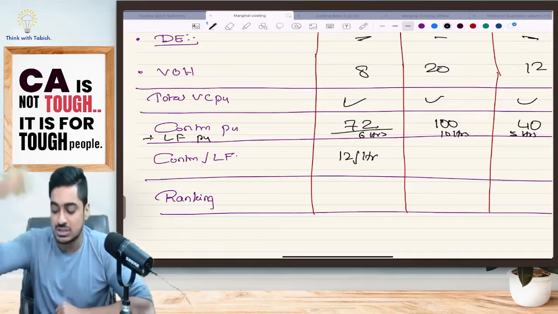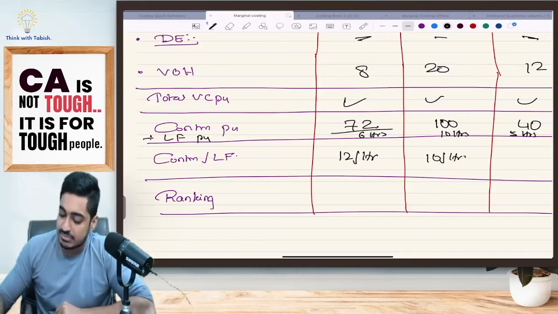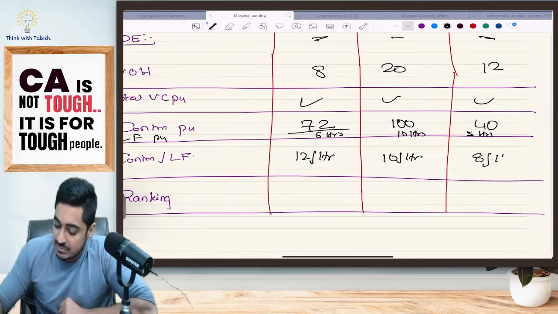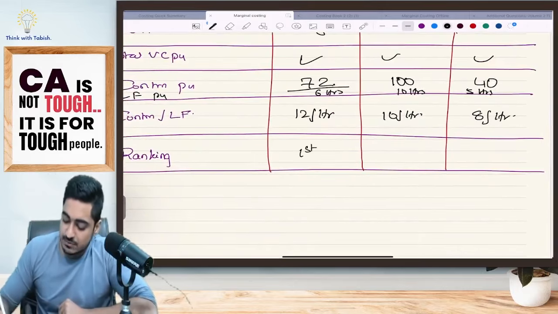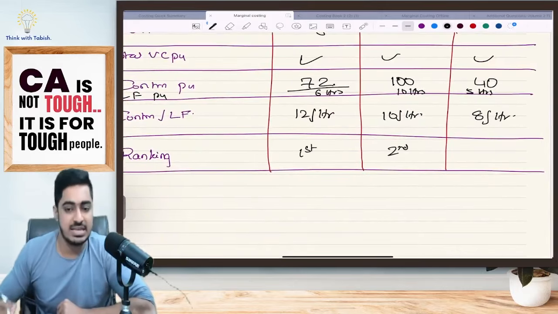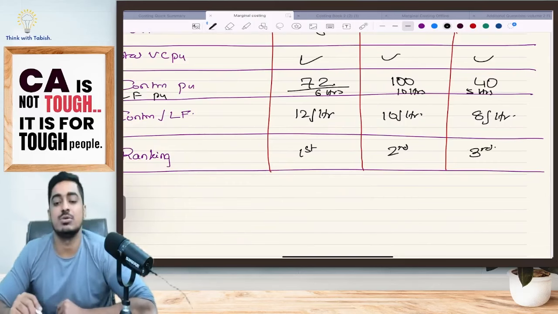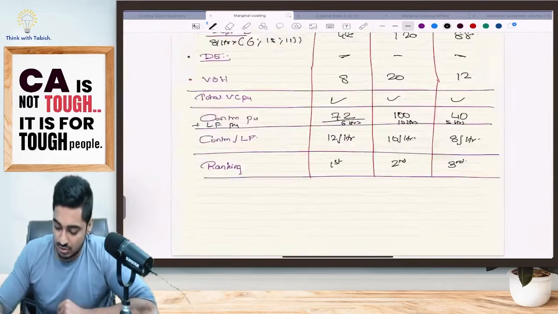Yes, Y, if I produce I will get 100. But to get that I have to work for 10 hours, boss. That means per hour I will get 10. For Z I will get 40. But to get that I have to work for 5 hours. That means per hour I will be getting 8. Yes or no, everyone? Yes, sir. That means what is the ranking? First I will try to produce maximum X. Thereafter I will think about Y. Thereafter I will think about Z. Is this calculation clear, everyone? Give me a confirmation. Yes or no?